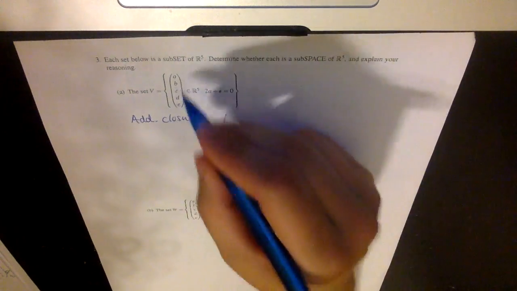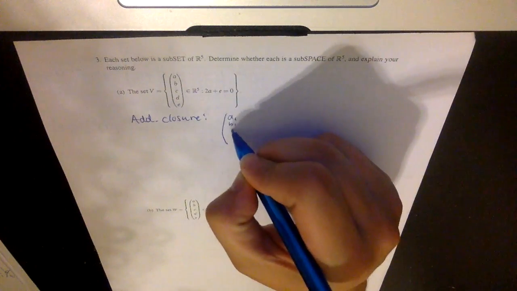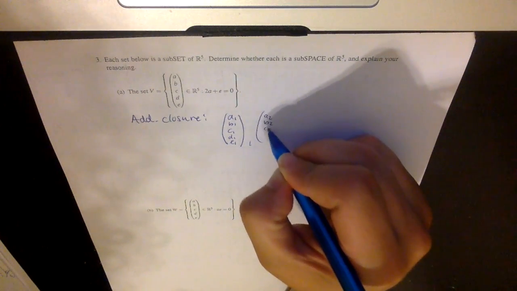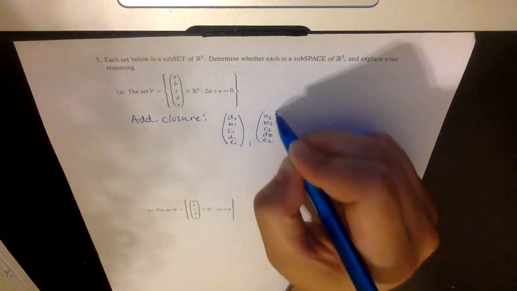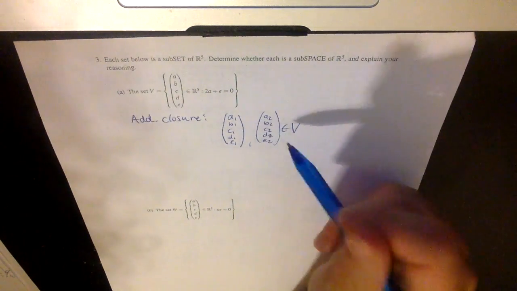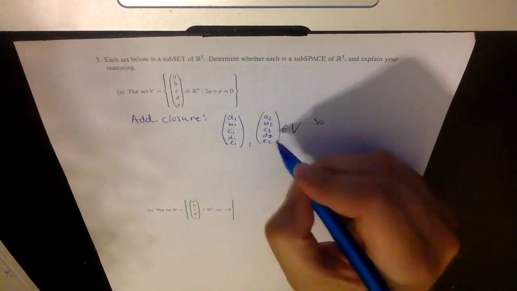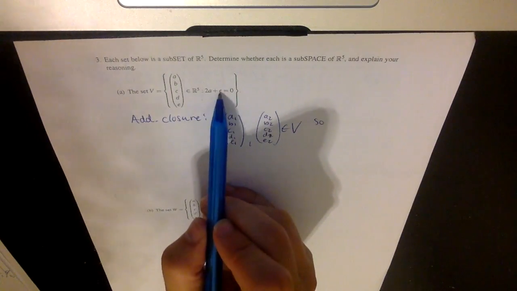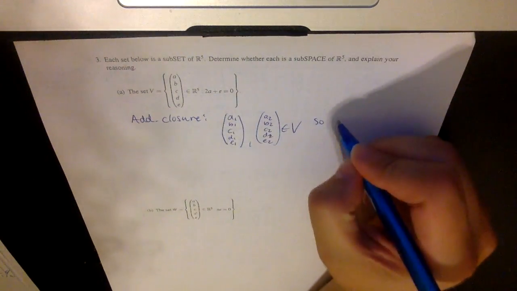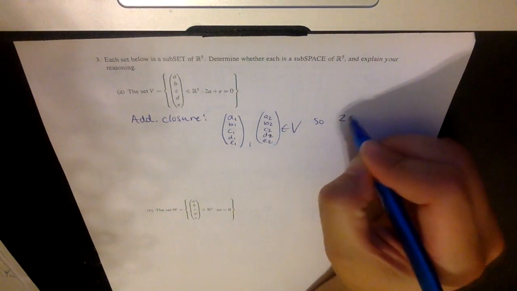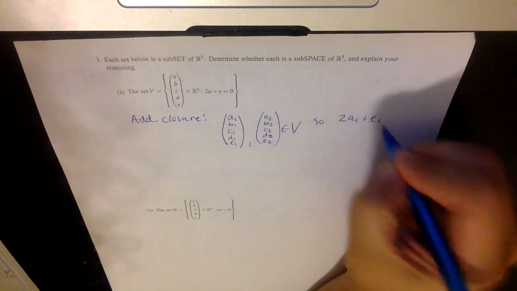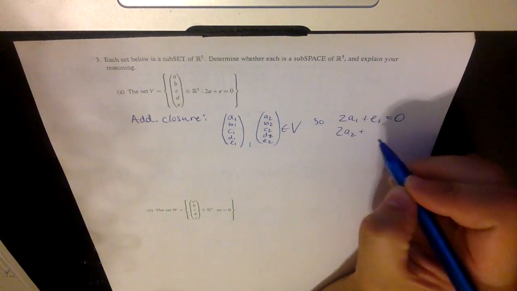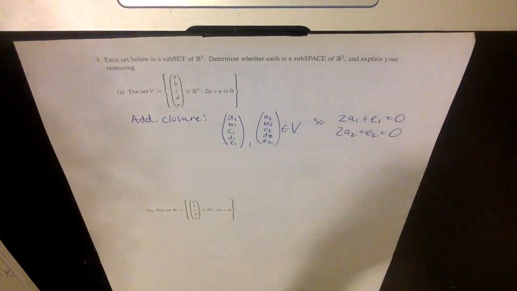We're going to take two elements of this set, so A1, B1, C1, D1, E1 and A2, B2, C2, D2, E2 are in V. Okay, so we're taking two elements of the set, and that tells us, since they're in the set, the vectors are those where twice the first component plus the last component is equal to 0. So 2A1 plus E1 must be equal to 0. And the same for this vector: 2A2 plus E2 is equal to 0.